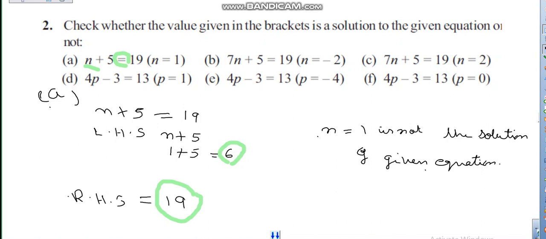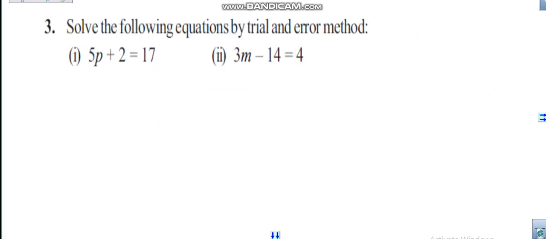Now let us see the third question. The third question is: solve the following equation by trial and error method. Trial means you have to try. What you have to try? The value of the variable. The variable value you have to think. You have to put the values 1, 2, 3. The value which satisfies the given equation is a solution.